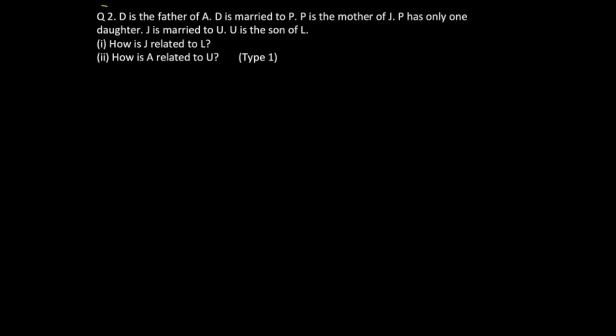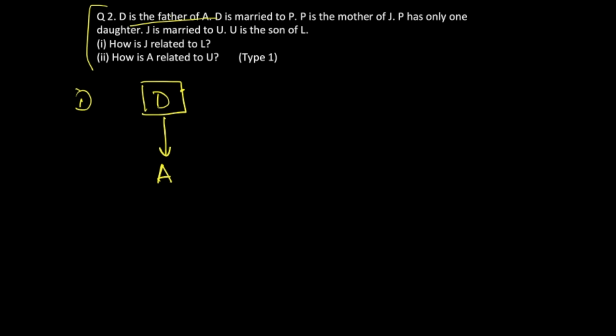Okay, so question 2 says that D is the father of A. So in the first step, you would write that D, who is a father, so it's a male, right? D is a male and he is father of A. So you will write him in the second generation, but since you don't know whether A is a him or a her, so you will not encircle it or you won't even draw a rectangle around it, right? So this is the step 1 which you have found out.